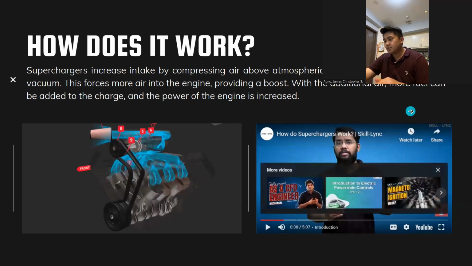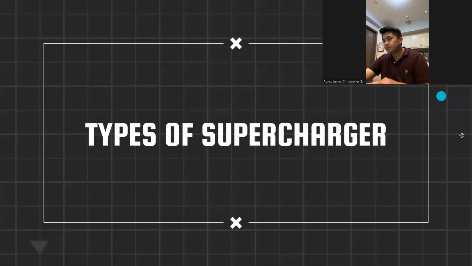So that is a mini background of how superchargers work, and for a more elaborate explanation and information, you can just click this link to view the details of it. So now let's proceed with the types of superchargers.